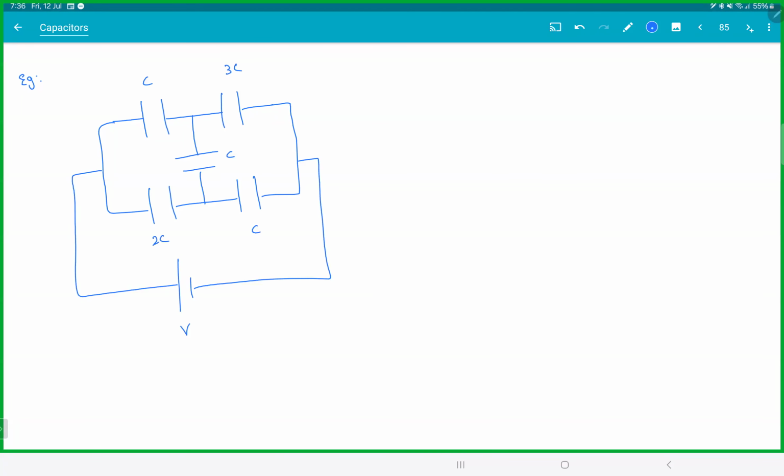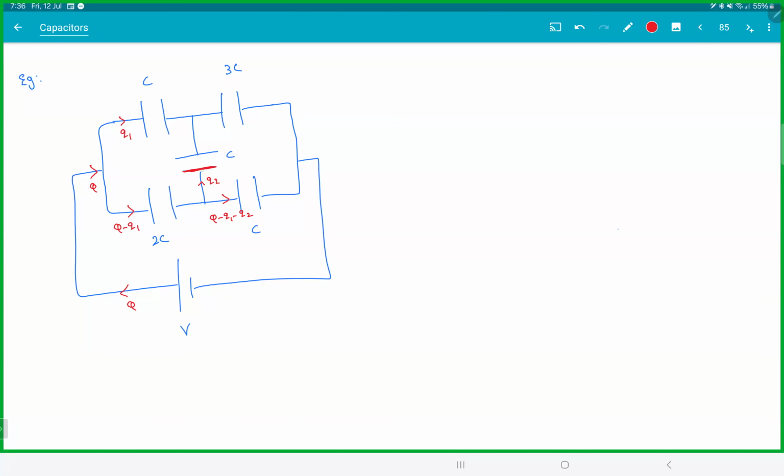Now, for convenience, what will I do? I'll do the distribution. Step 1, assume charge Q coming from here. So this would be Q. This would be Q1. This would be Q minus Q1. This will be Q2. Then this will be Q minus Q1 minus Q2.